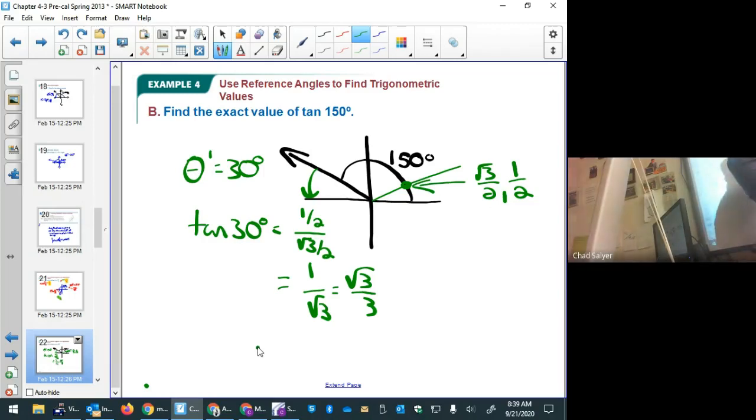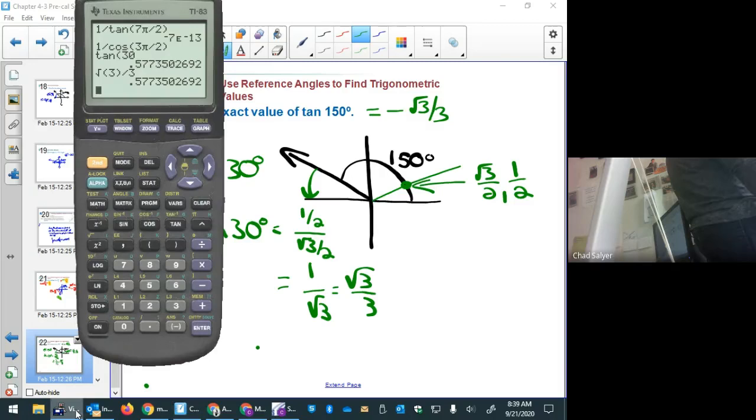In quadrant 1, both are positive. A positive divided by a positive is positive. But in quadrant 2, the x is negative and the y is positive. So a negative divided by a positive is negative. The tangent is negative in quadrant 2. And you can also use your calculator to help you with that.